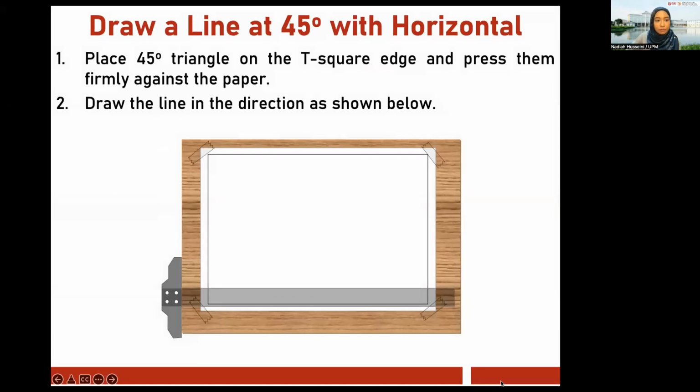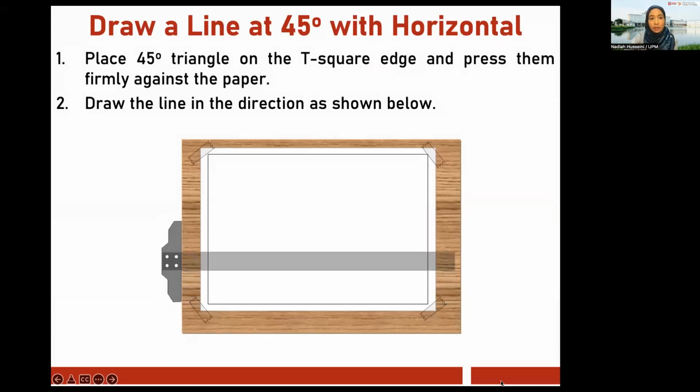Okay, so drawing a 45 degrees with the horizontal. Our horizontal is the t-square. Horizontal is a straight line. Place 45 degrees triangle on the t-square edge and press them firmly against the paper. We've seen this. Draw the line in the direction as shown below. So here we're drawing multiple lines at 45 degrees angle.